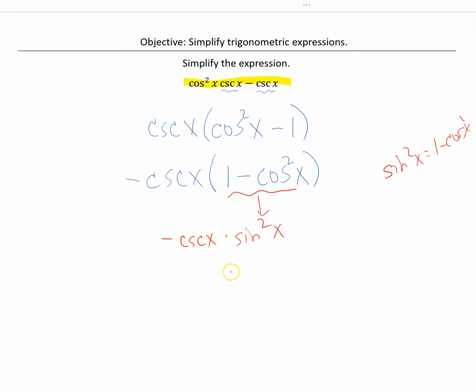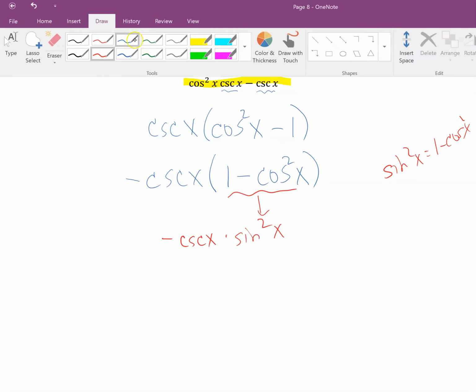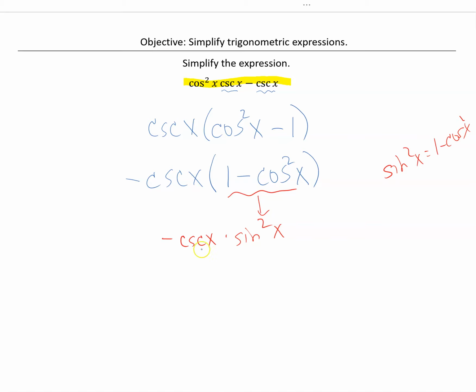And here's where being familiar with your identities, comfortable with them, which requires practice, is helpful, because now I go, oh, okay, well, I know that cosecant and sine are reciprocals of each other. So you can actually do it one of two ways. So let's look at it this way. I could take cosecant and write it as 1 over sine of x. So that would become negative 1 over sine of x times sine squared x over 1.